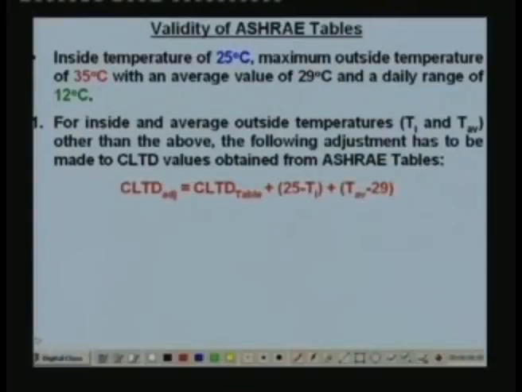The adjusted CLTD value is equal to tabular value plus (25 minus Ti) plus (T average minus 29). So, as I said, let us say that your Ti value is 25, then this adjustment will not be there. But if the average temperature is higher than 29, then you have to add that to the value that you obtain from the table. Okay, so that's how you get the adjusted CLTD values.